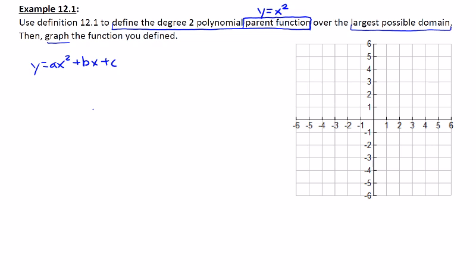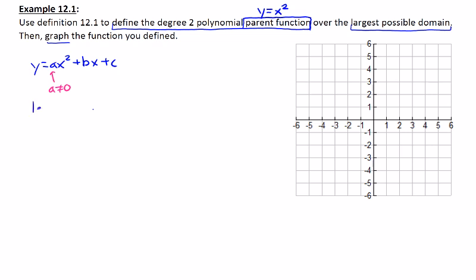parent function show up. Now remember, there's one stipulation that says a is not allowed to be 0. And the reason for that stipulation is because if that's 0, then the entire x squared term goes away. And then all you're left with is a degree 1 polynomial, which then becomes linear. It's not quadratic at all anymore. So we want to be sure to stay away from that possibility. So we don't want to choose a to be 0.